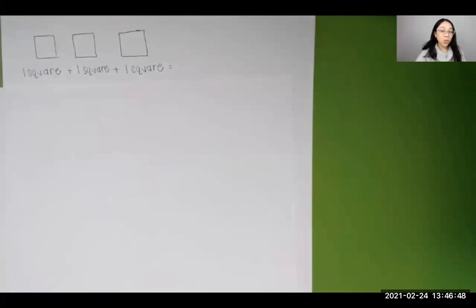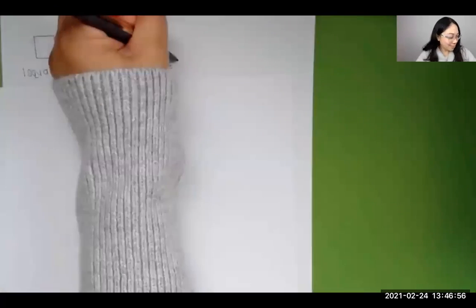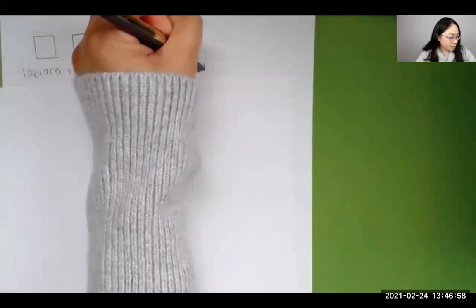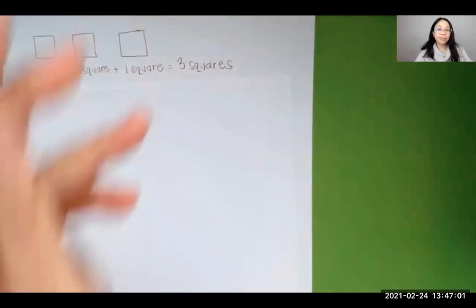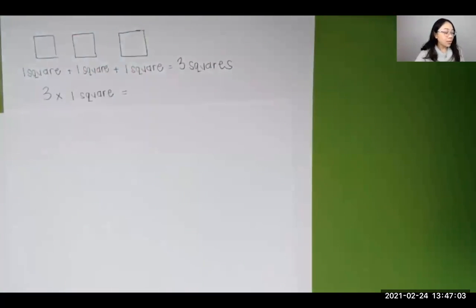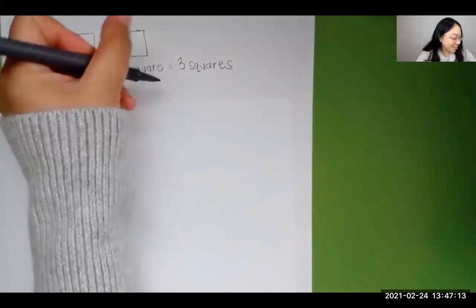Before we begin our work today, I'd like us to do a quick fluency warm-up. Are you ready? Let's think. What is 1 square plus 1 square plus 1 square? That equals 3 squares. What is 3 copies of 1 square? That also equals 3 squares.